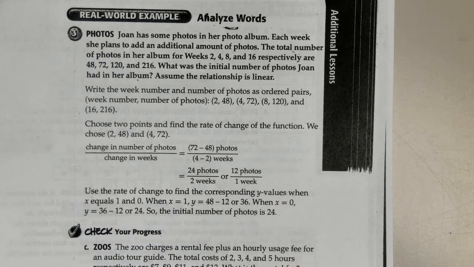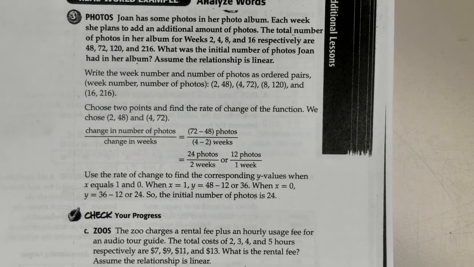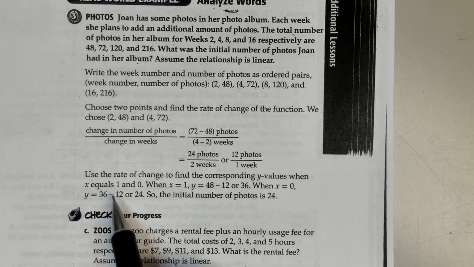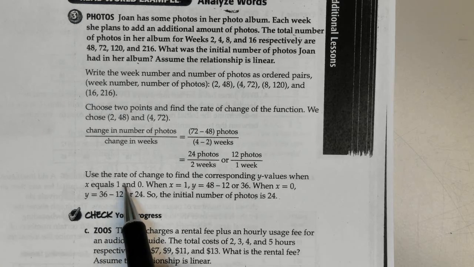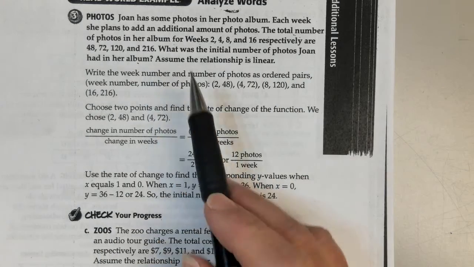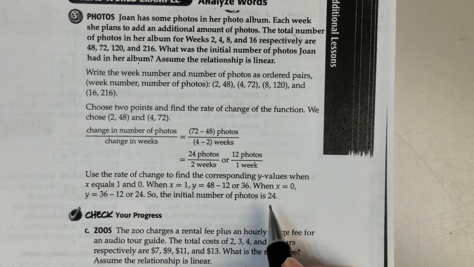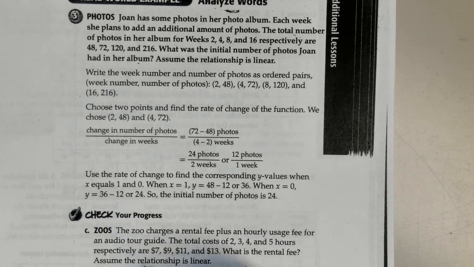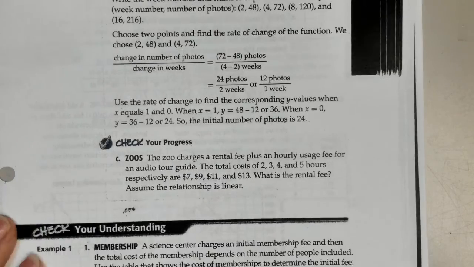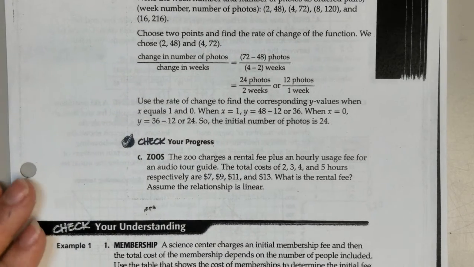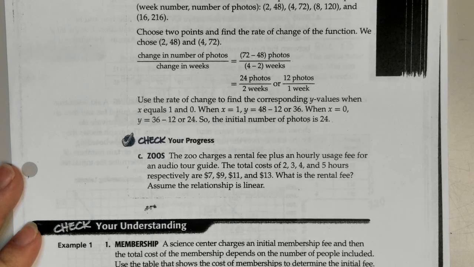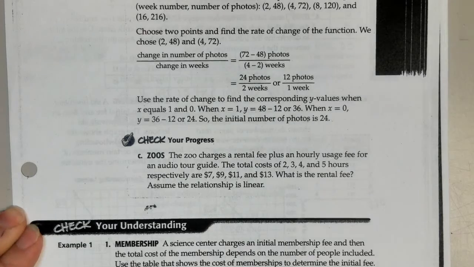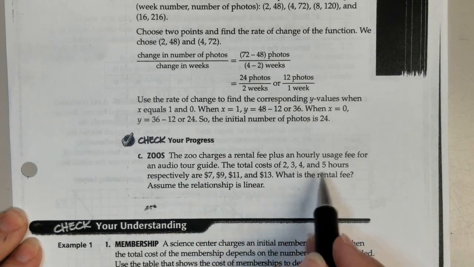So to use the rate of change to find the corresponding y values, they wanted to know what was the initial number of photos she had in her album. So we have to work backwards and you'll see that the initial number was 24. When x equals 0, y equals 24. Okay, let me show you how I do this on this one. We have a zoo, we again have total cost, and we have number of hours. Okay, so what I would do is I would put my hours on one side, so 2, 3, 4, 5.